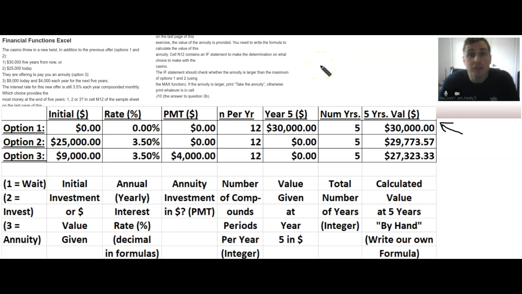Hello, and I would like to show you an example using Microsoft Excel of a business application. So let's have a look at this problem. A casino threw in a new twist.